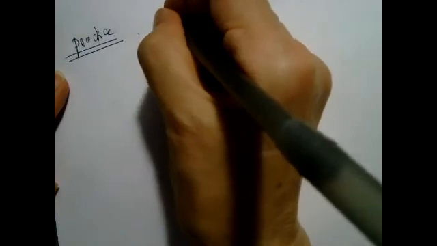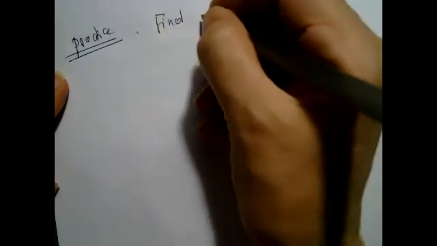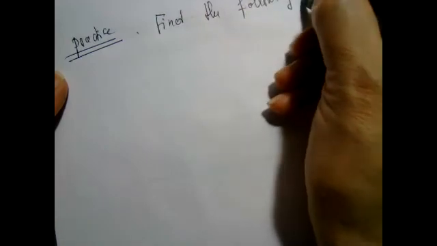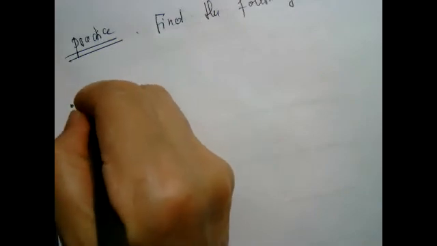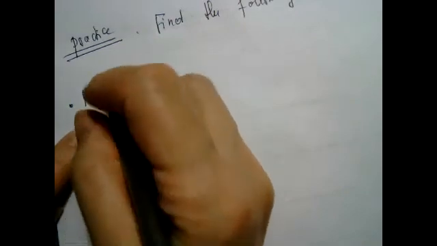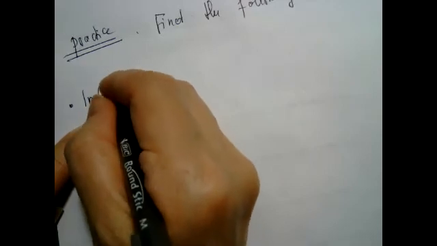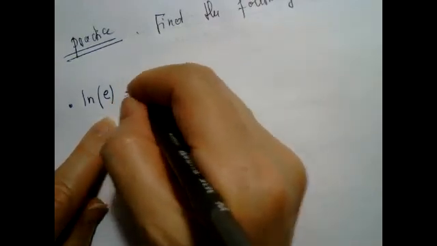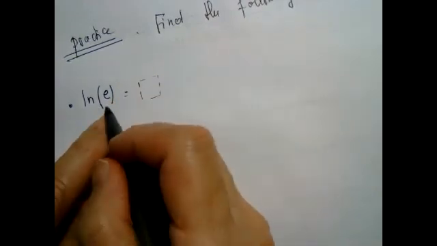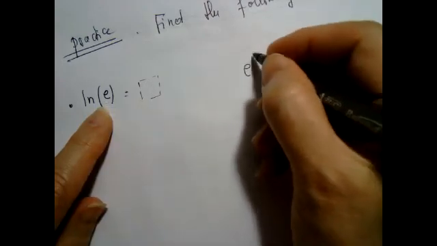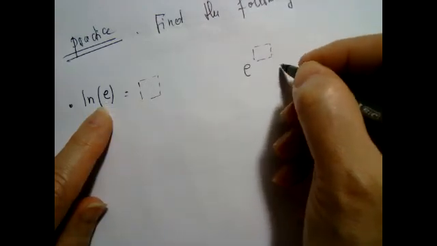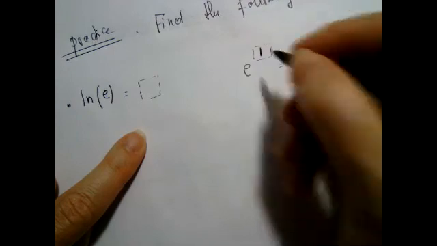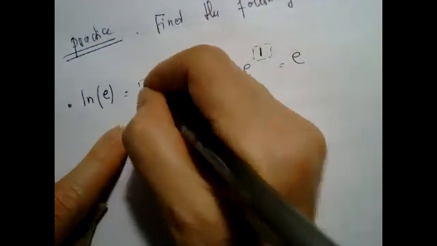Practice. Find the following using the definition. So find first ln of e. What's ln of e? Okay, what does it mean? ln of e is the thing. So we input e, the output is the power of e that gives me e. Naturally, the power of e that gives me e is 1. So ln of e is equal to 1.